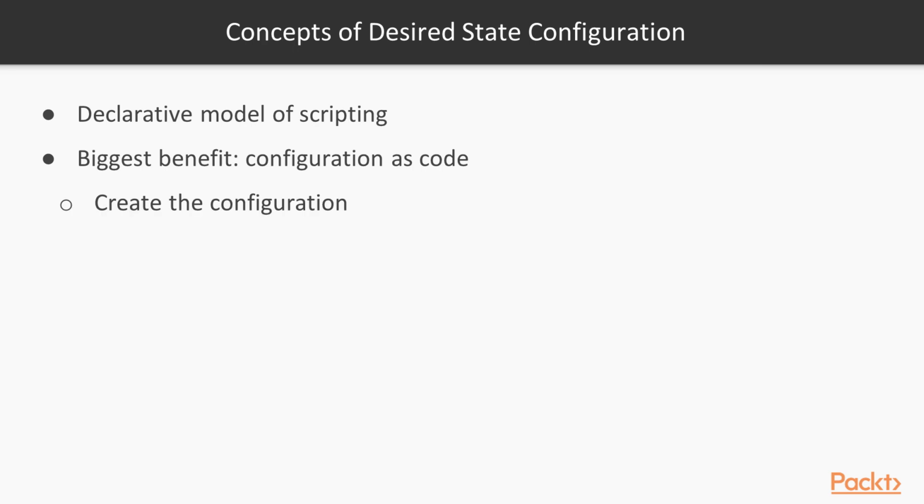Desired state configuration can really be achieved through three simple steps. First, we create the configuration. We just describe the way that we want our server to look and behave. Then we compile the configuration into a MOF file. That MOF file is what the DSC engine, that local configuration manager, uses to interpret, break down that code, and turn it into PowerShell scripts.